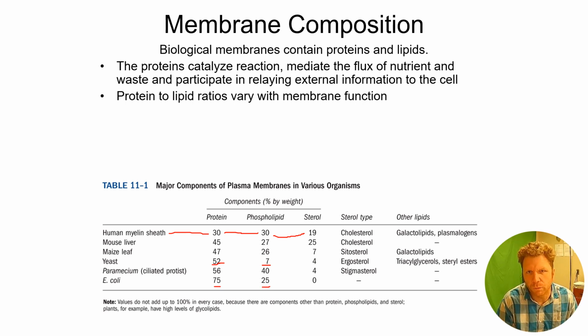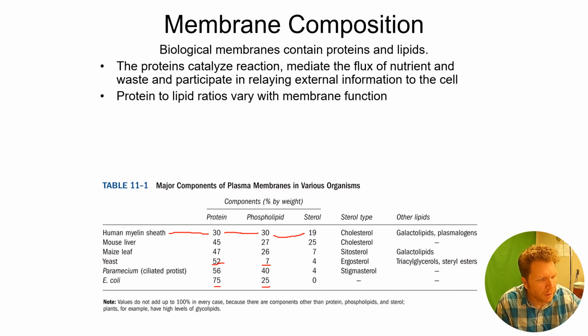So 100% of the weight of an E. coli membrane is attributed to basically those two things, proteins and phospholipids, and 0% to sterols. Why? Because E. coli don't make sterols. So, easy explanation there.